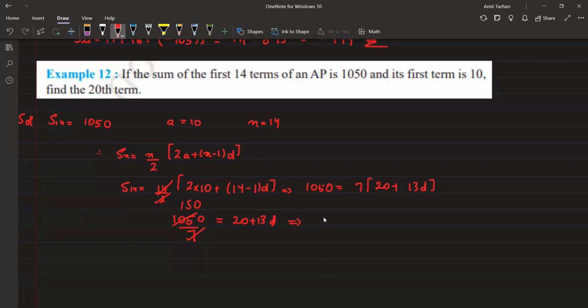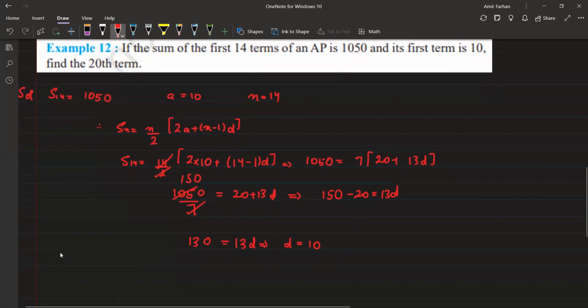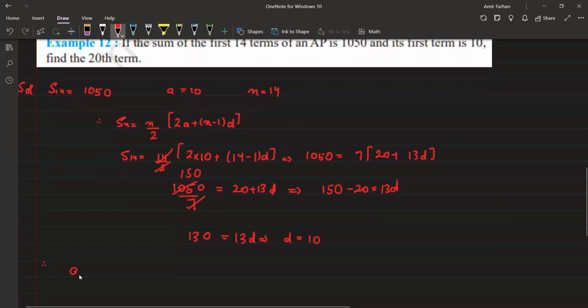So 150 minus 20 is equal to 13d. Okay. So 130 is equal to 13d, so d comes out to be 10. Okay, so we need to find the 20th term. So what is the 20th term? A20 is equal to a plus 19d, which is 10 plus 19 into 10.